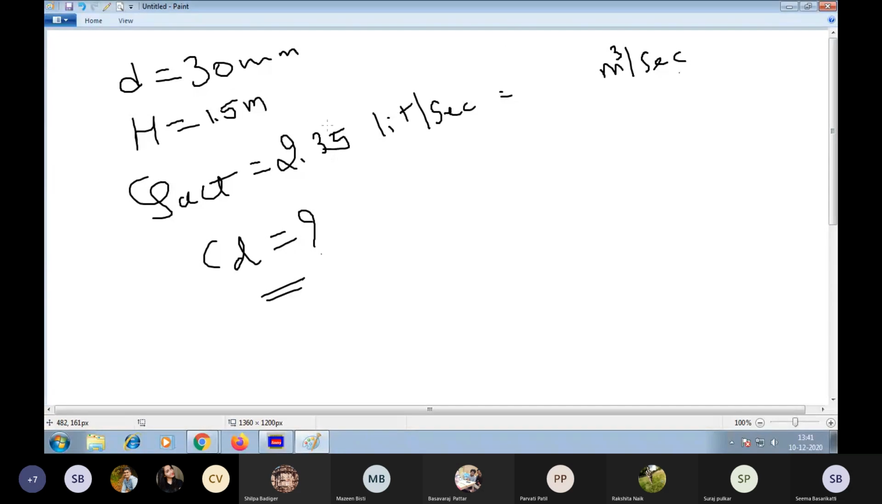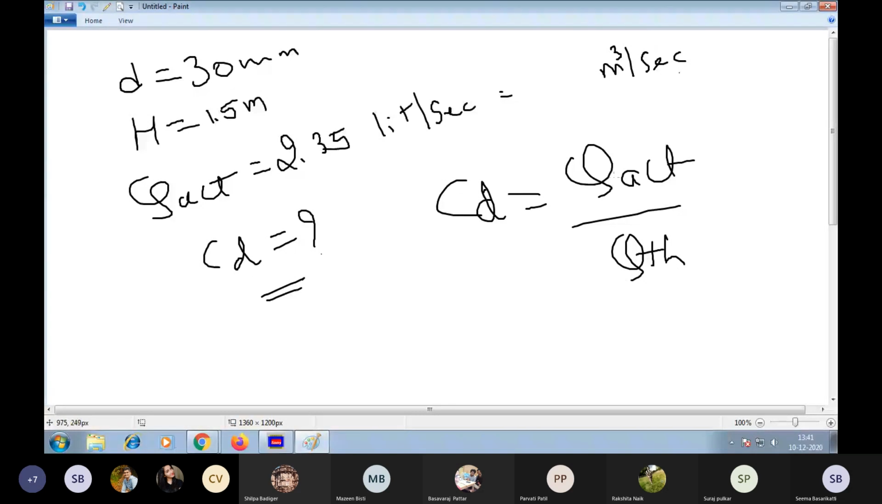Tell me the answer for CD. It is a very simple problem. CD is nothing but Q actual by Q theoretical. Actual discharge they have given 2.35. Convert this into meter cube per second. So how are you going to convert it? Divided by 1000, ma'am. Into 10 power minus 3. So calculate and tell me the value of CD for this.